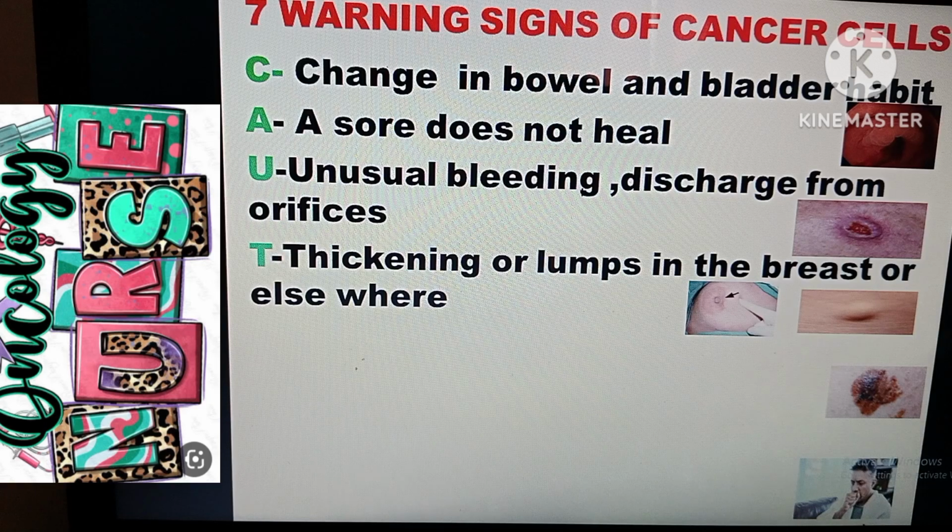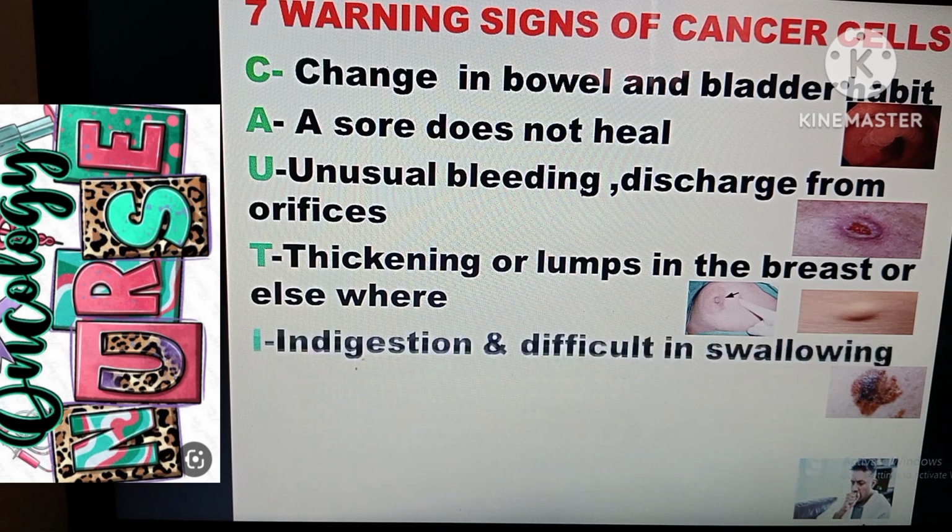T, thickening or lumps in the breast or elsewhere. It is the responsibility of every client to do self-examination of the breast as well as self-examination of their own body. If they find any lumps, meaning elevation, as you can see in the picture, or a growth, some kind of hardness, some discomfort, thickness of the skin, they should immediately approach the doctor.